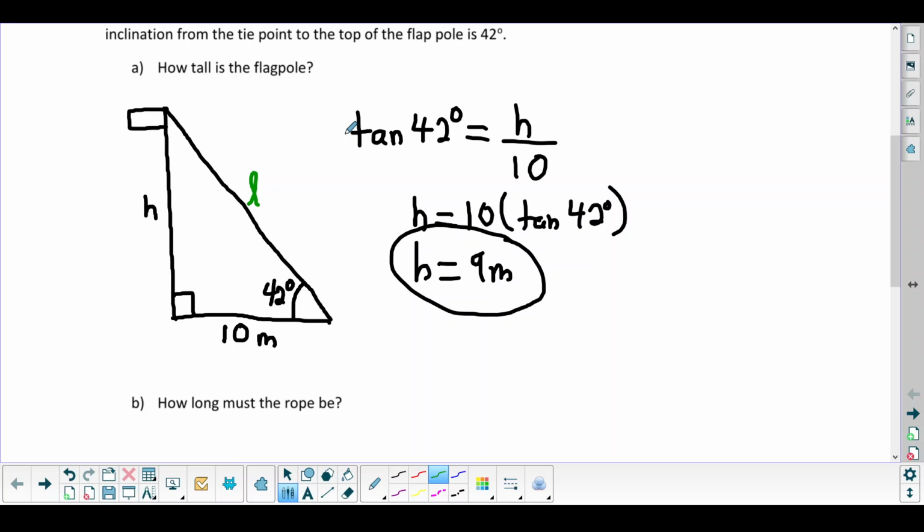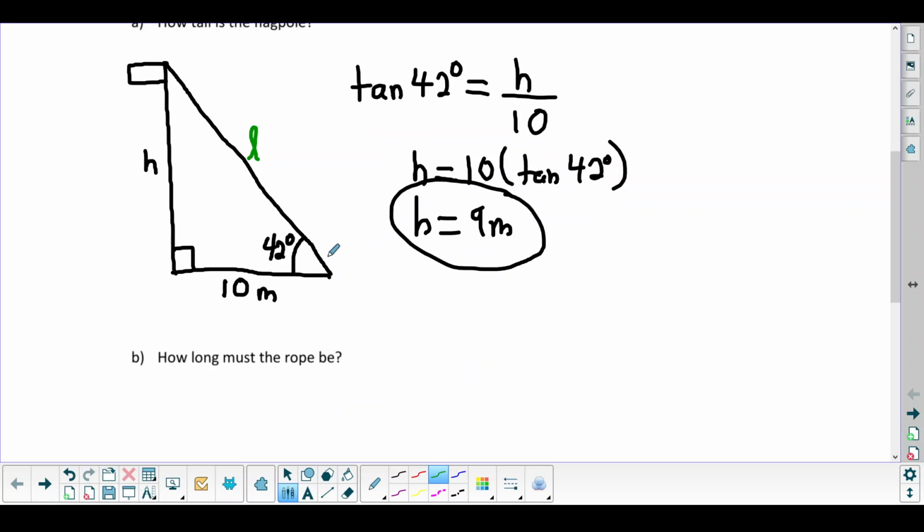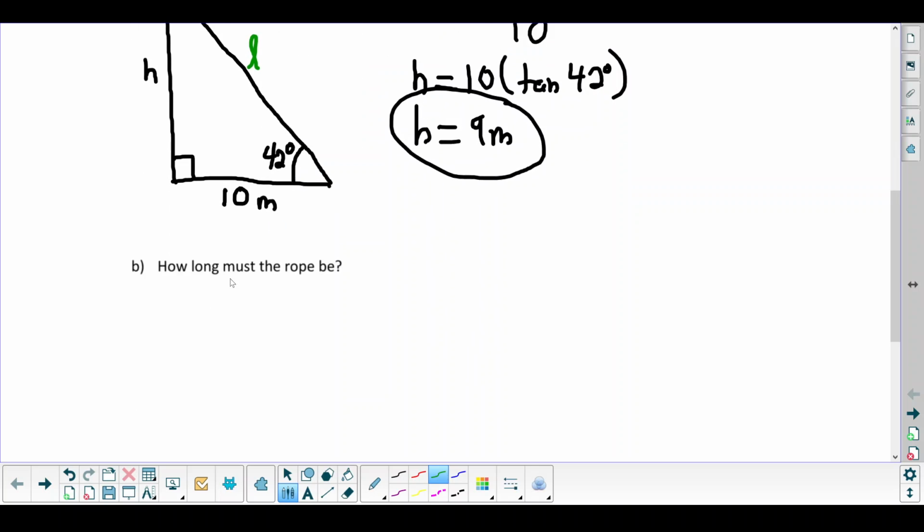Now we have options here. We can use Pythagorean theorem now because we know two out of the 3 side lengths. We know this is 9, we know this is 10. We can do that. We can also use SOHCAHTOA because we know these side lengths and we know an angle. It doesn't really matter which one we use. I'm going to use Pythagorean theorem here just so we get an example of that.